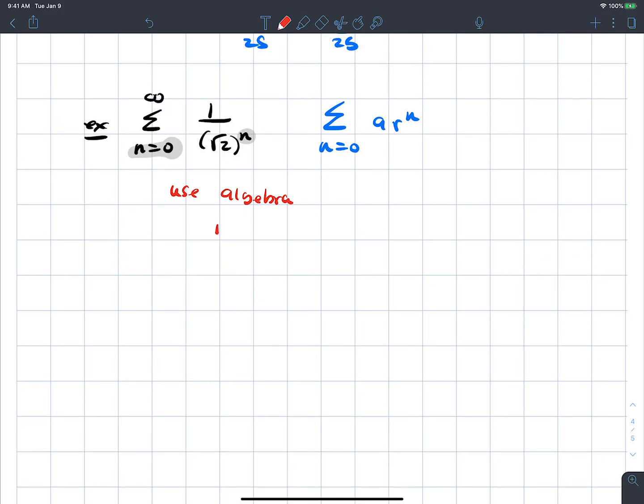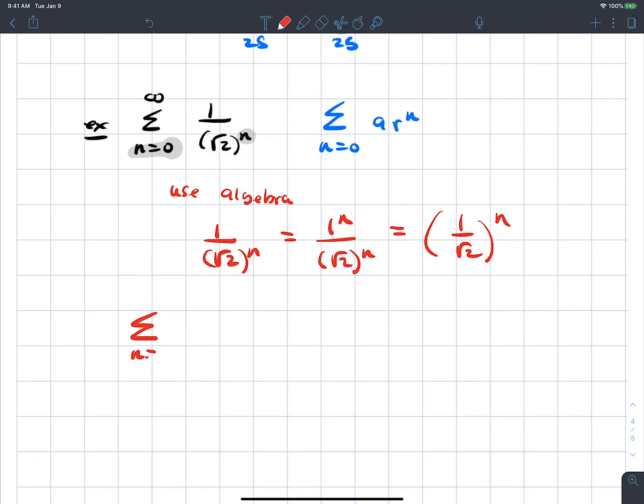What that means is 1 over the square root of 2 to the nth power, ladies and gentlemen, is the same as 1 over the nth root of 2 to the n, which is 1 over the square root of 2 to the nth power. So this particular series really can be described as the sum from 0 to infinity of 1 over the square root of 2 to that nth power.